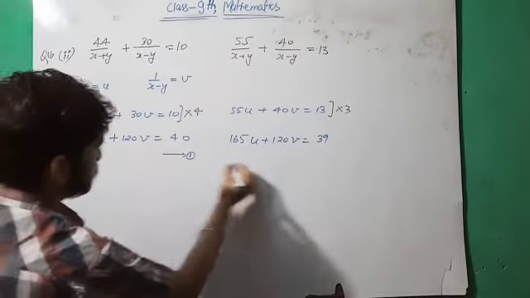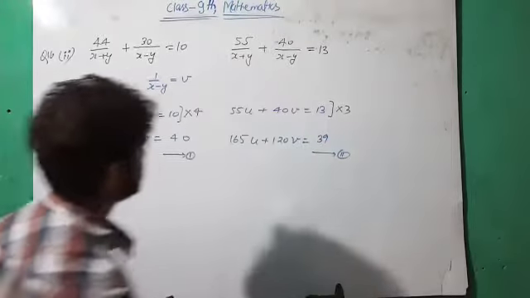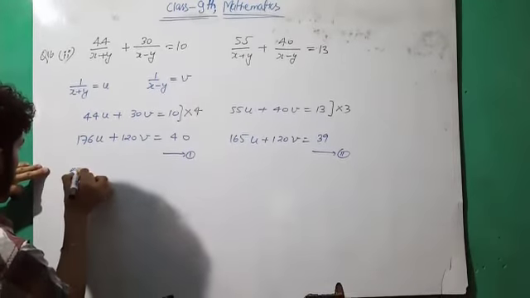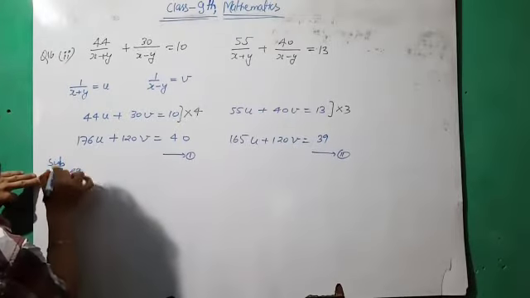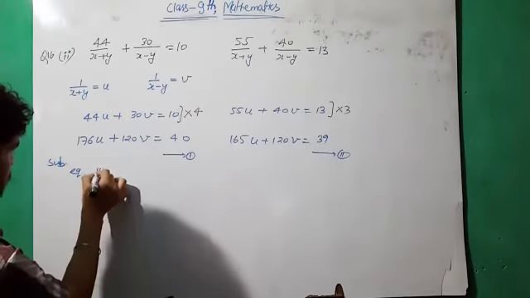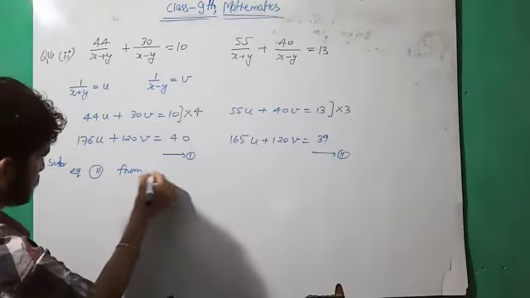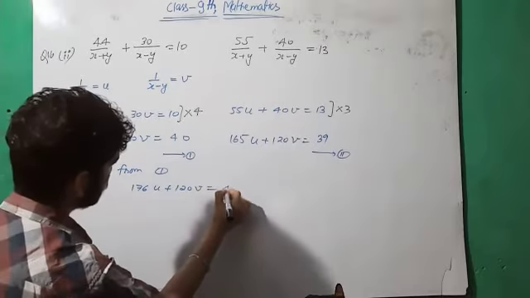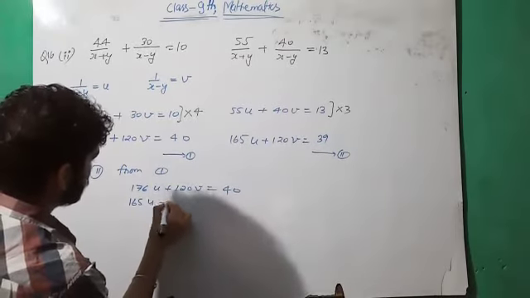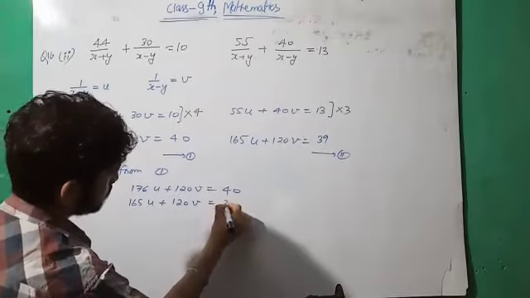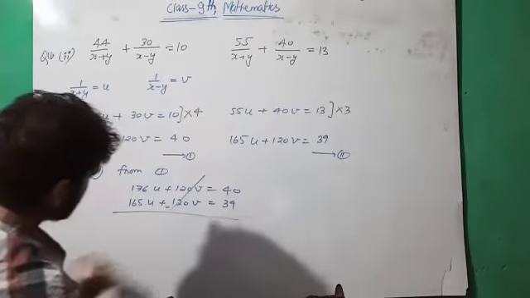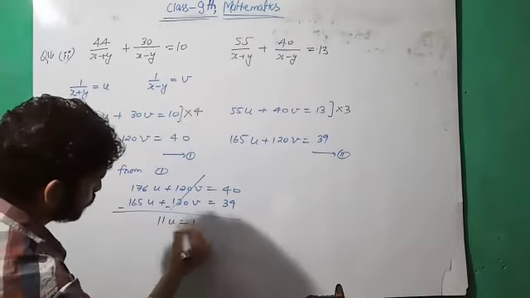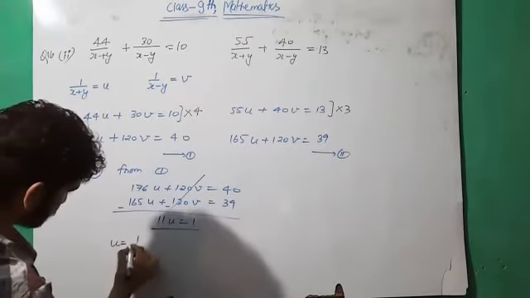Now subtract the equations, or as you wish. Subtract the second equation from the first: 176u plus 120v equal to 40 and 165u plus 120v equal to 39. The v terms cancel, so 176 minus 165, 11u equal to 1. So u equals 1 by 11.